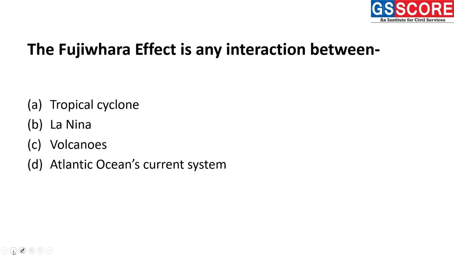Moving forward to our next question, that is the Fujiwara effect. The Fujiwara effect is an interaction between, so option A is tropical cyclone, option B is La Nina, option C is volcanoes, and option D is Atlantic Ocean's current system. The correct answer here is the tropical cyclone.